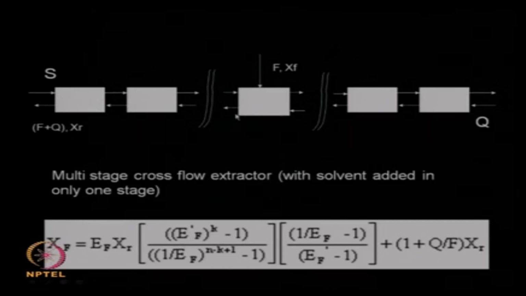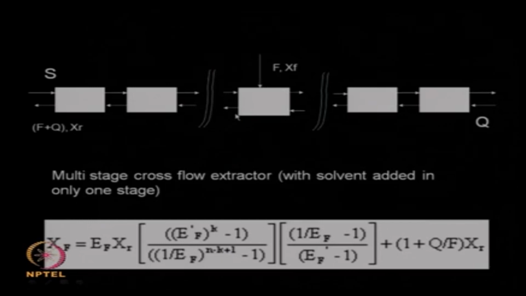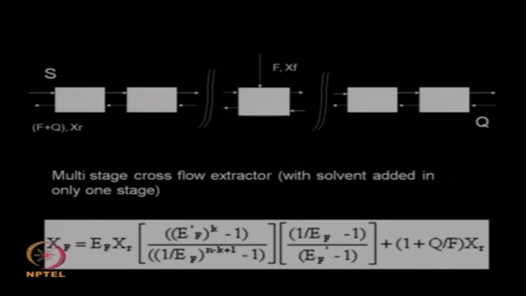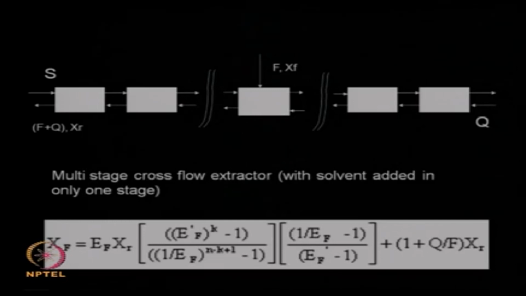So this type of design has one more parameter which you can play around with for improving your separation efficiency, whereas in a counter current system you had only the N there, that is number of stages, whereas here you have N as well as K. N is the number of stages, K is the stage at which you introduce your feed. So we can play around with both N and K to get the best separation efficiencies.